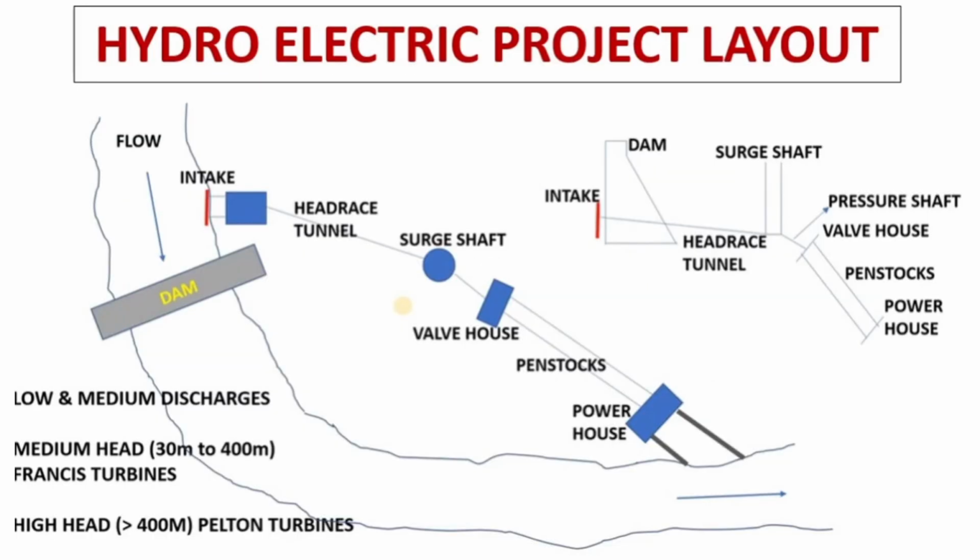Another type of layout is hydropower having all the components. As shown here, water enters from the intake, then goes through the head race tunnel, surge shaft, valve house and penstocks, generates power at the turbines, and through the tail race goes back to the river. If the project is proposed with such a layout, then the dam axis site shall be good enough to accommodate the intake and also a possible diversion arrangement during construction.